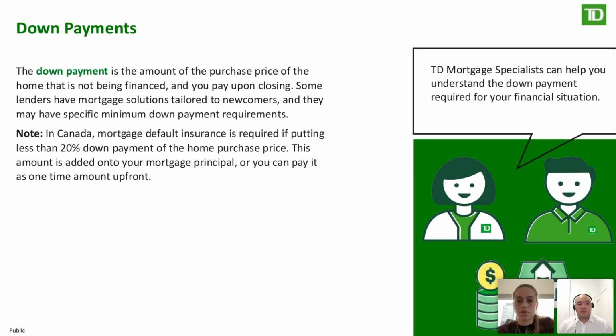Now for down payment. The down payment is the amount of the purchase price of the home that is not being financed, and you pay this on closing. Some lenders have mortgage solutions tailored to newcomers that may have specific minimum down payment requirements. Note that in Canada, mortgage default insurance is required if you put less than 20% down payment of the home purchase price. This amount is added onto your mortgage principal, or you can pay it as a one-time amount upfront.